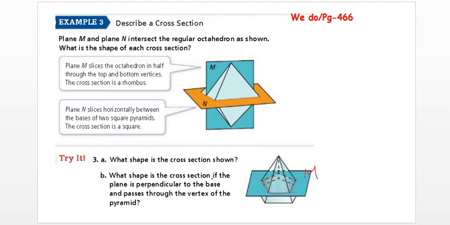What shape is the cross section if the plane is perpendicular to the base and passes through the vertex of the pyramid? It means that if you cut it downward like this, what will be the shape? So it will become a triangle. If you cut it downward, you will see that both the slices will have on them the triangle.